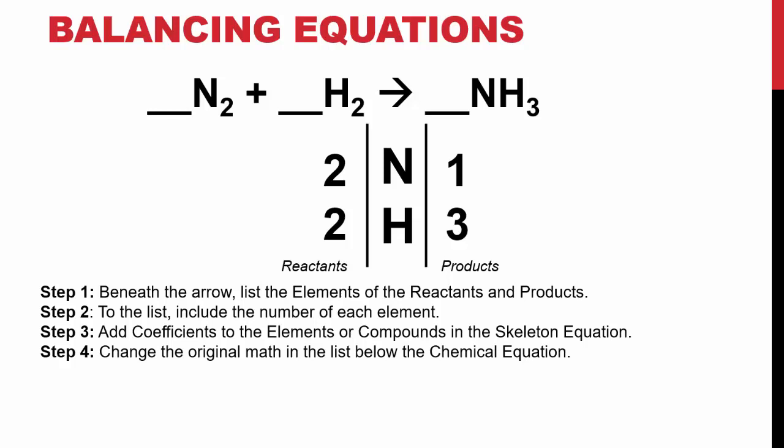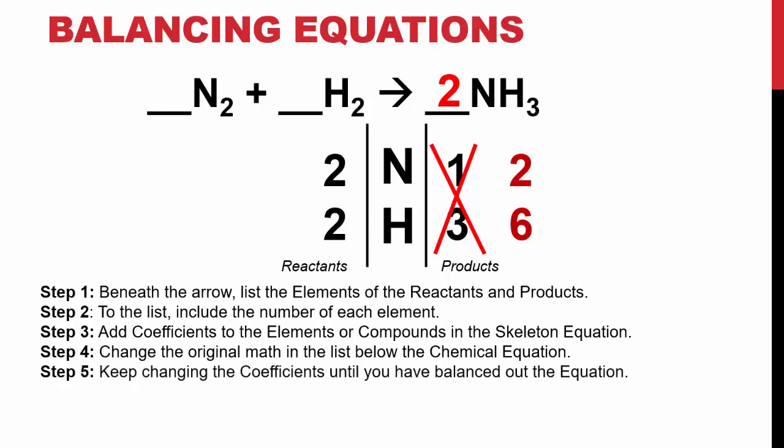As you notice, on the reactant side, we have more than the product side, so I'm going to start by putting coefficients on the product side. I'm going to multiply it by 2 to get 2 to 6. Now my nitrogens match up. However, my hydrogens are still not quite the same. So I'm going to keep changing the coefficients until everything is balanced. I notice that if I put a 3 in front of the H2, I'm going to end up with those 6 hydrogens that I need.